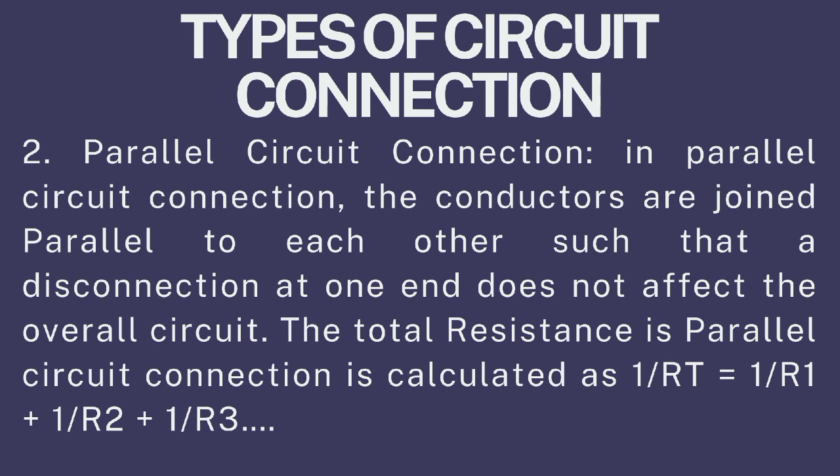I repeat, the total resistance in a parallel circuit connection is calculated as 1/RT = 1/R1 + 1/R2 + 1/R3, and so on.